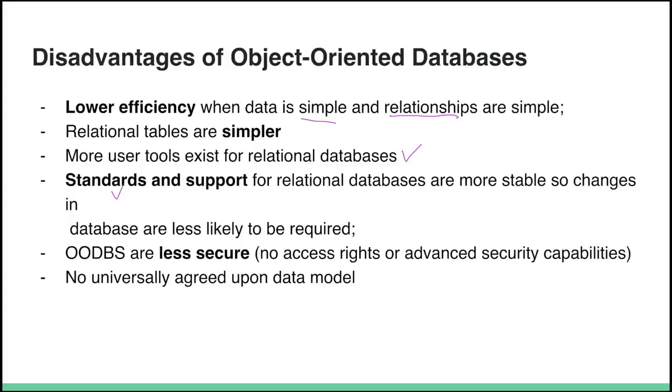There's just a larger community surrounding relational databases. So that means we have more options for using relational databases and building on those. And standards and support for relational databases are more stable, so changes in a database are less likely to be required. This kind of goes back to the second point. We're not going to have any dramatic updates, and there's a lot of support for working with relational databases. So we know what we're going to be working with when we start a project, and we don't need to worry about having to change things later on to meet a changing standard or something that's different with the particular DBMS that we're using.